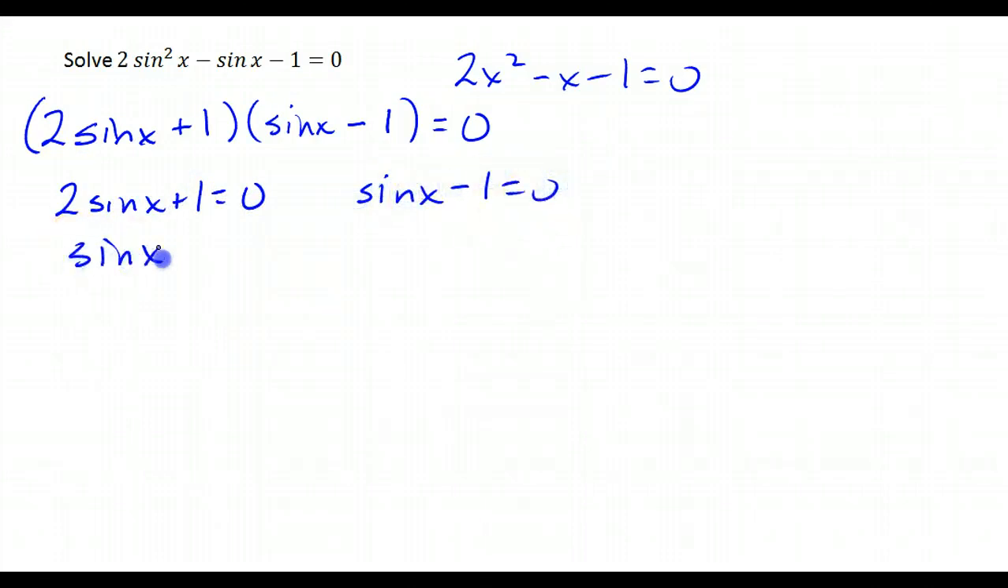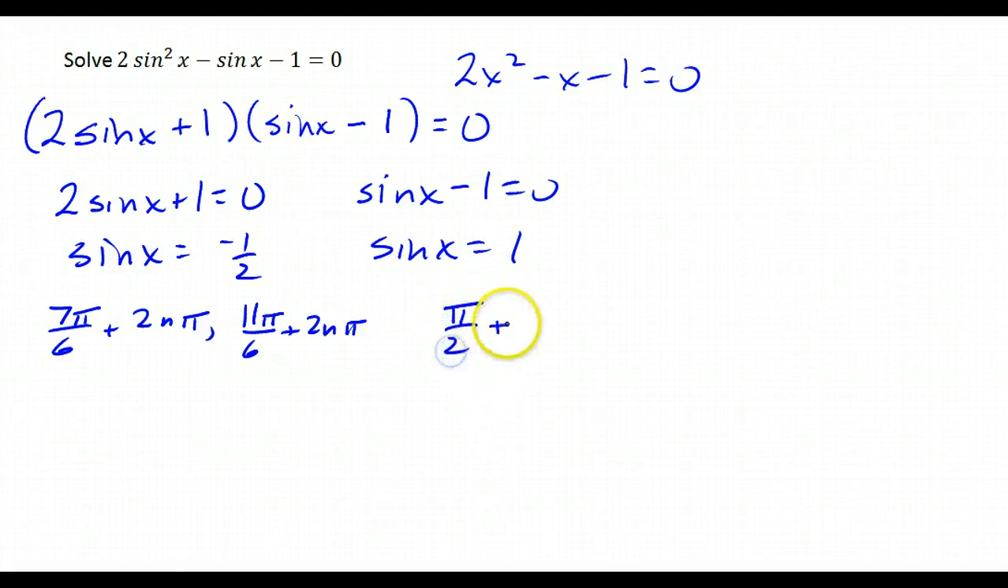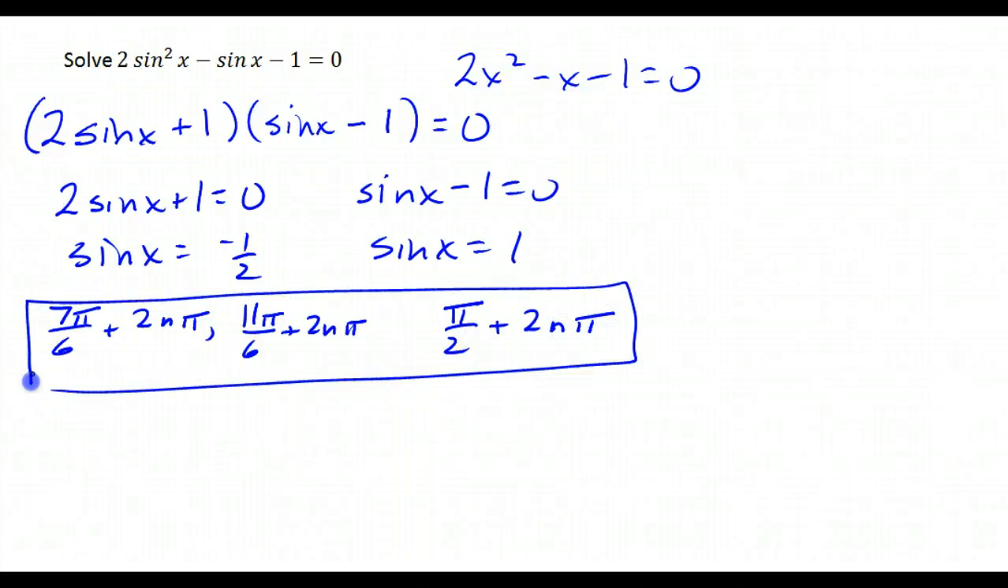And solve for sine. Okay, so sine of x equals negative 1/2. That's going to be in the third and fourth quadrants at pi over 6. That's going to be 7 pi over 6 plus multiples of 2 pi and 11 pi over 6 plus multiples of 2 pi. And sine is equal to positive 1 in exactly one place, and that's pi over 2 plus multiples of 2 pi. So all of those are answers to that quadratic.